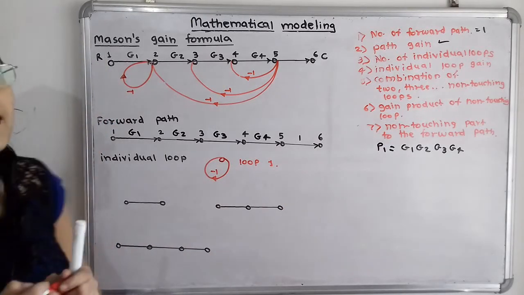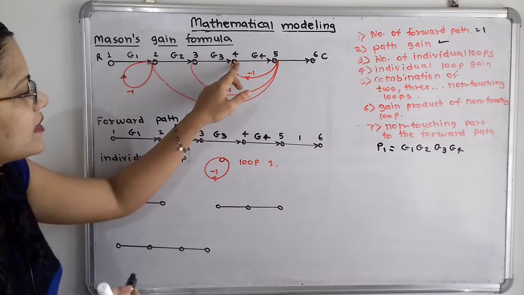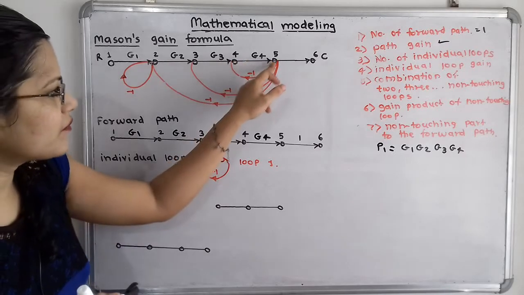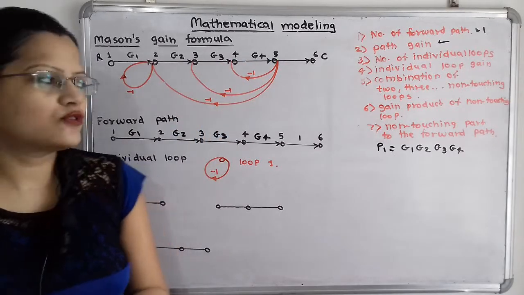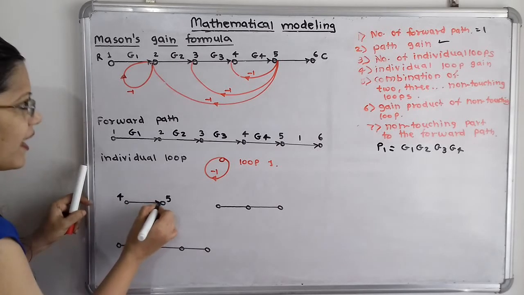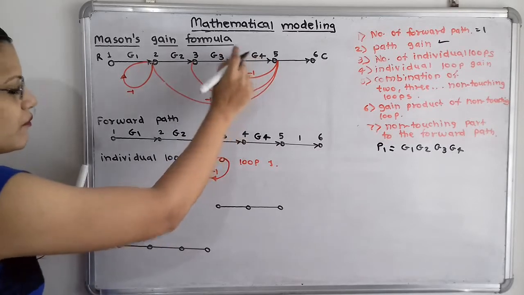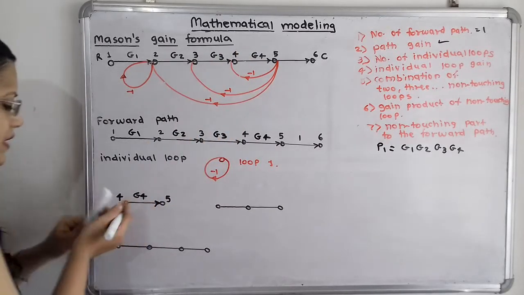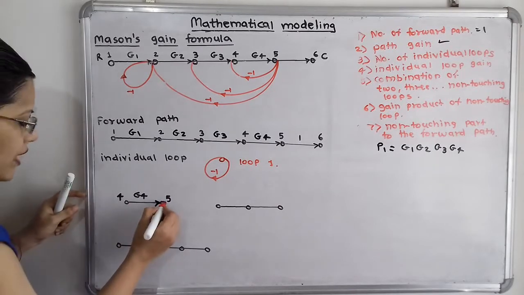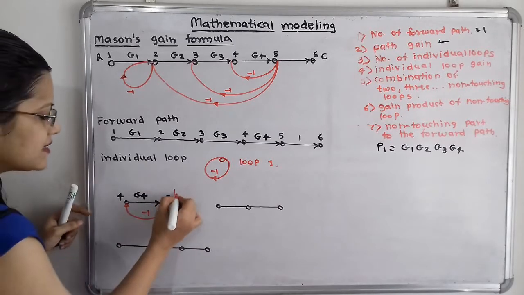Now we will move to the second loop. If we observe, between node 4 and 5 there is one forward path and one feedback path. So here one loop is completed. So we have to show that. I will mention here node 4, node 5. Now we have to also mention the gain. So between 4 and 5 the gain is G4. And then for the feedback path the gain is -1. So I will show it here. So I will say that this is loop 2.